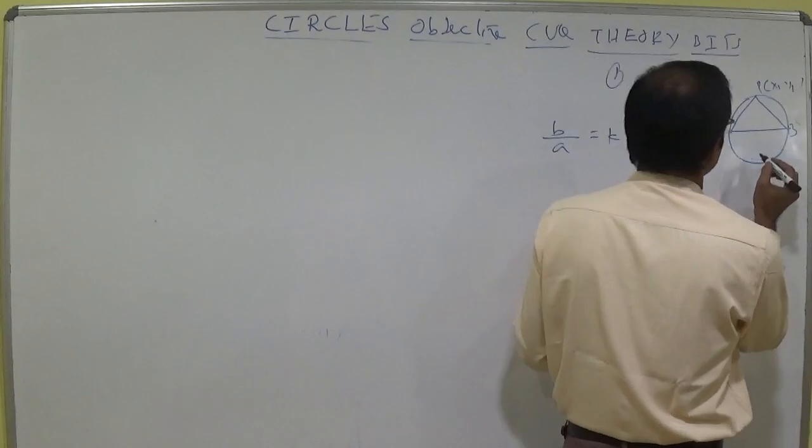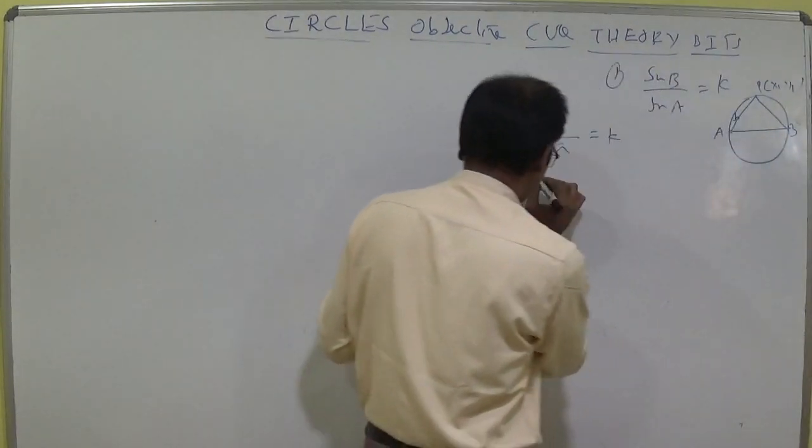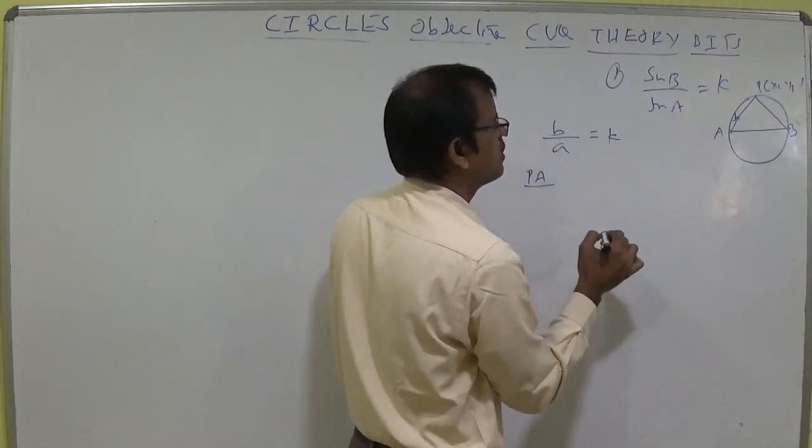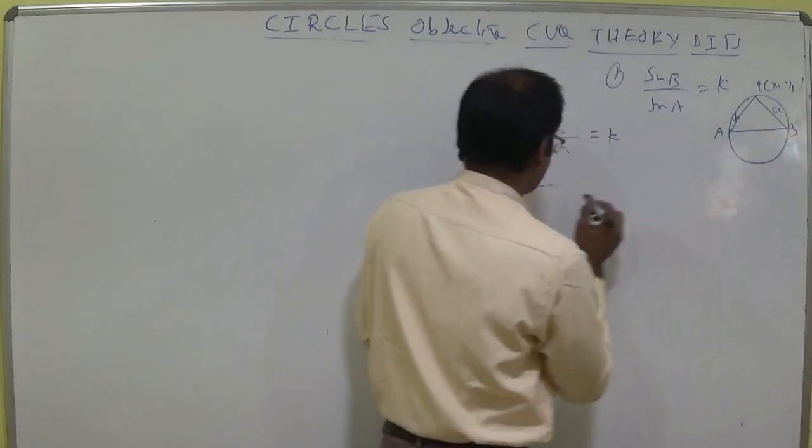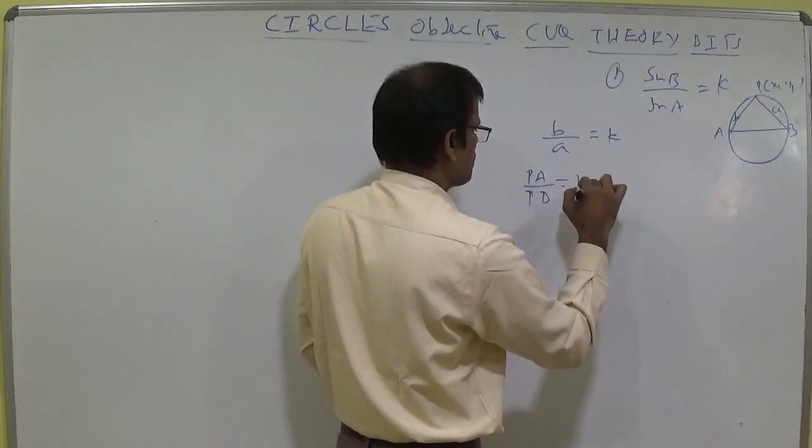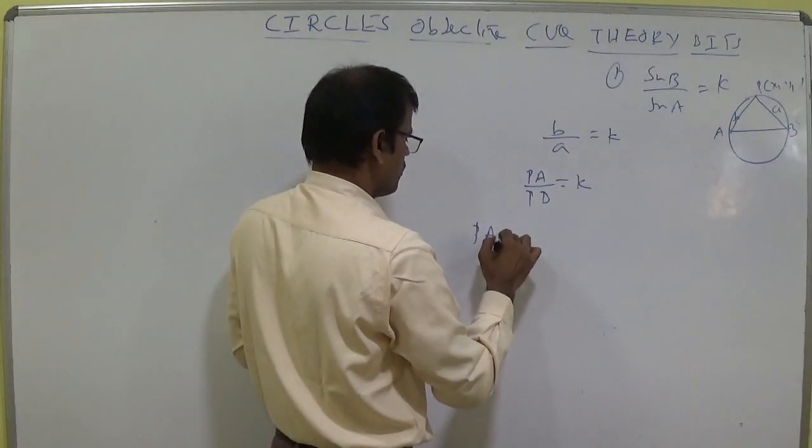B means what is B? Opposite of B. So PA. You can write, to understand, PA by what is A? Opposite of A. PA by PB. PA by PB is equal to K.